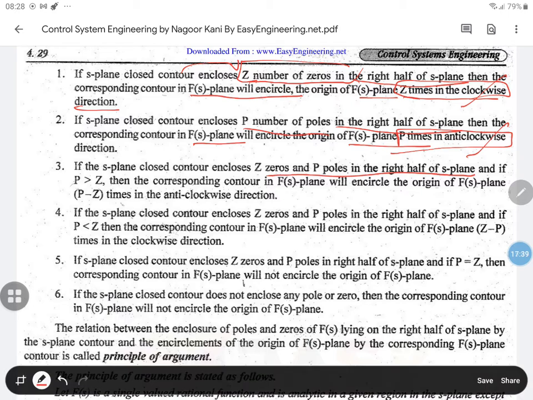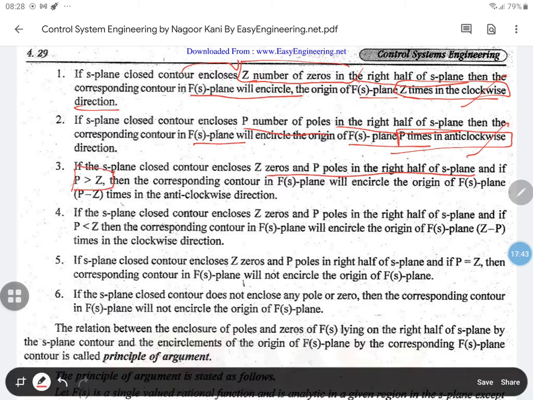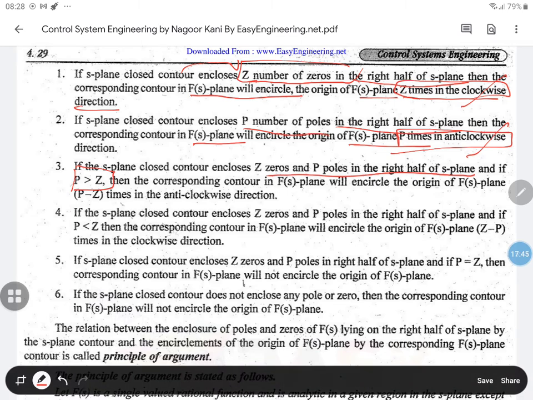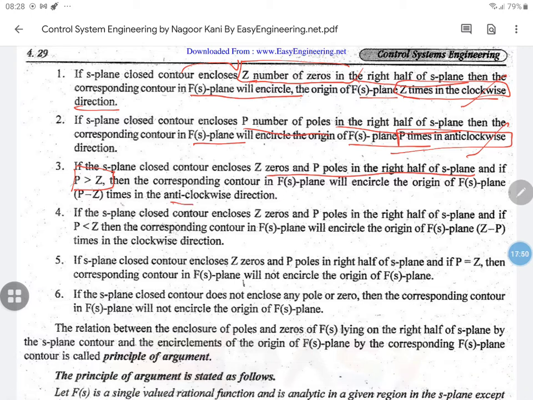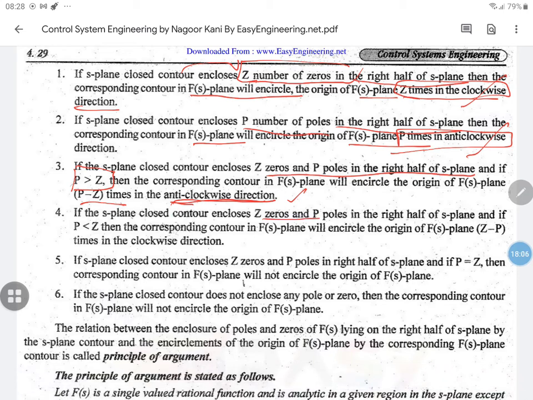So you have both zeros and poles, and if P is greater than Z, then obviously the effect of P will be greater, so you have anti-clockwise direction rotation. So the number of times is P minus Z times. So it is easy to remember, and the logic is good.